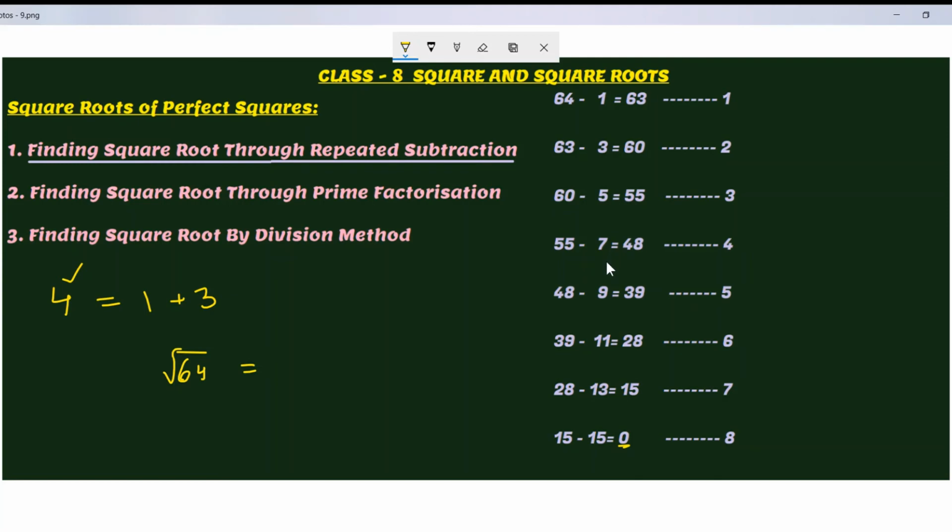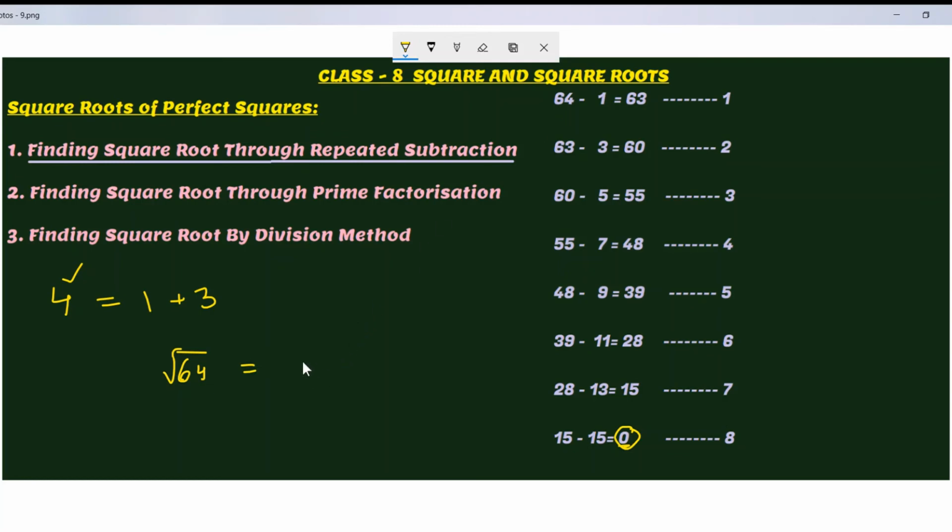And then I have subtracted till 15. So here if you subtract 15, you will get 0. That means now you have to count how many odd numbers you have subtracted from 64. Here I have written 1, 2, 3, 4, 5, 6, 7, 8. So we have subtracted 8 odd numbers from 64.